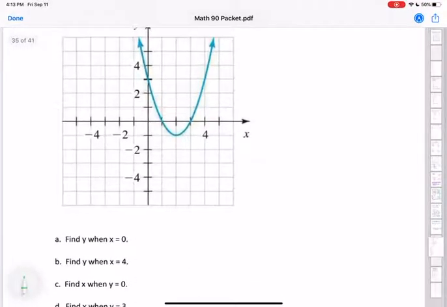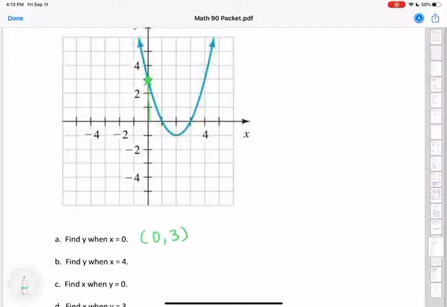All right, this first one, find y when x equals 0. So when x equals 0, what is y? So I'll go to 0 on the x-axis, and I'll go up to my parabola and see where it hits. And when x is 0, y is 3. Some people just write 3, and that's fine by me. I like to write it as an ordered pair just because it is a graph. So I'm going to put (0, 3).